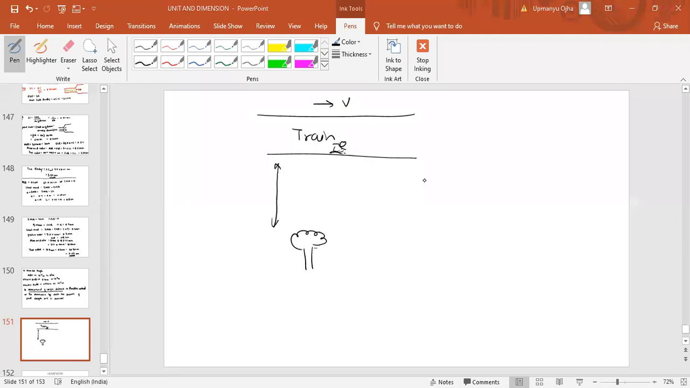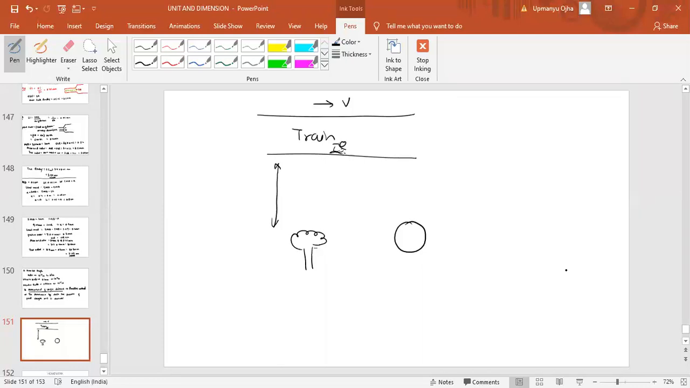But if you look at the moon from the window, what will you see? The moon's position will not change with respect to you. Why is it not changing with respect to you? The reason is that the moon is located very far away from us.